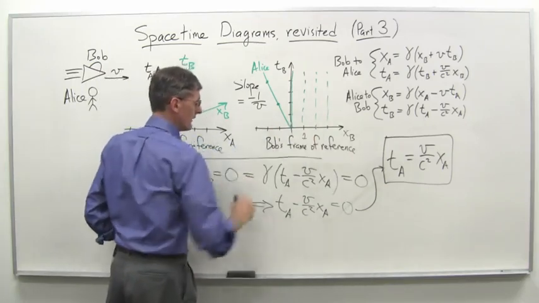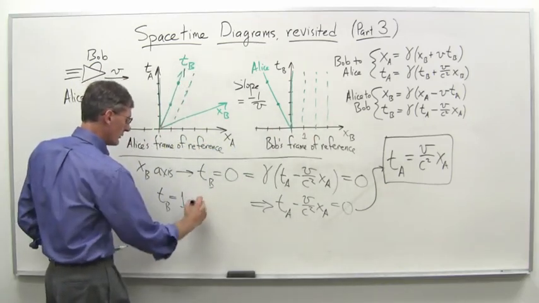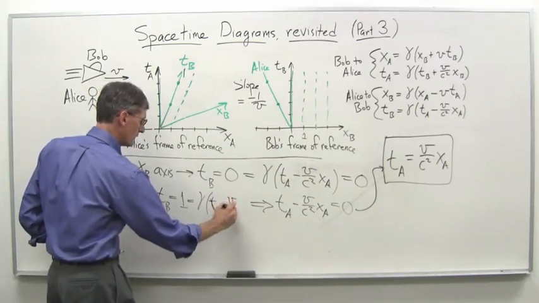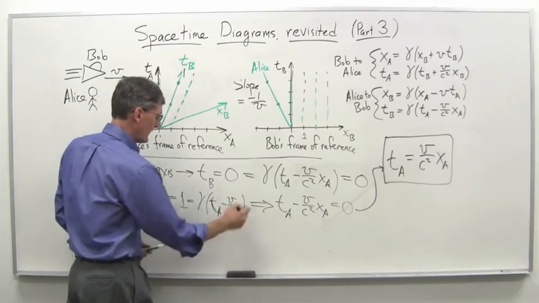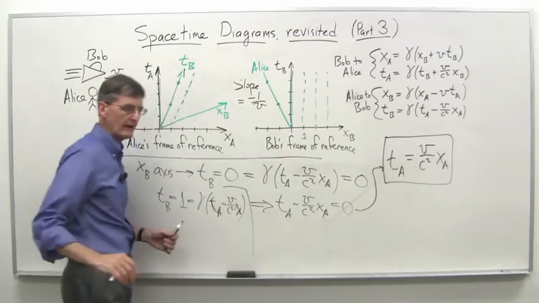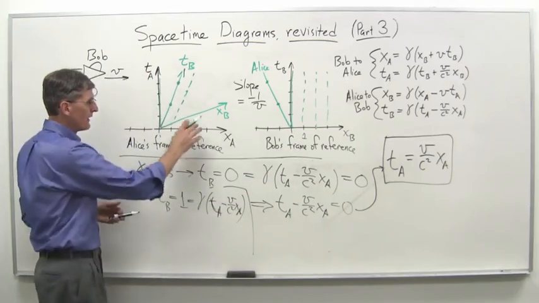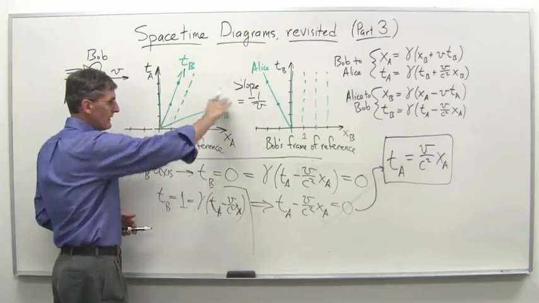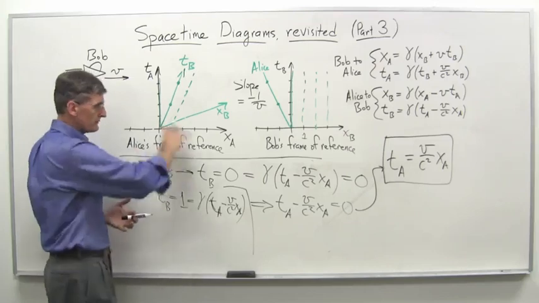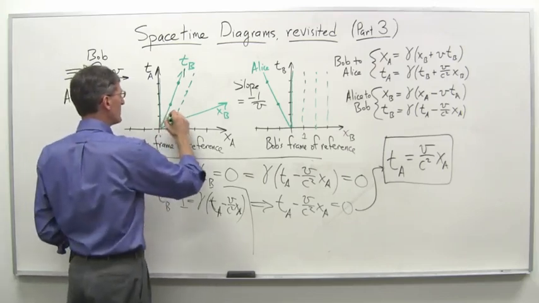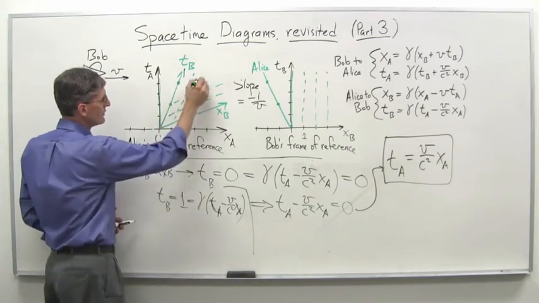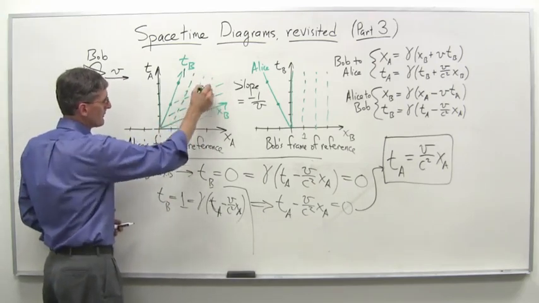This line of simultaneity for Bob equals, again, our equation gamma times (t sub a minus v over c squared x sub a). And we could solve that again, put it in a form somewhat like that. And we'd find that the lines of simultaneity for the x sub b axis here on Alice's frame of reference would be parallel to the x sub b axis. So they look something like this. And the lines of same location look something like that.